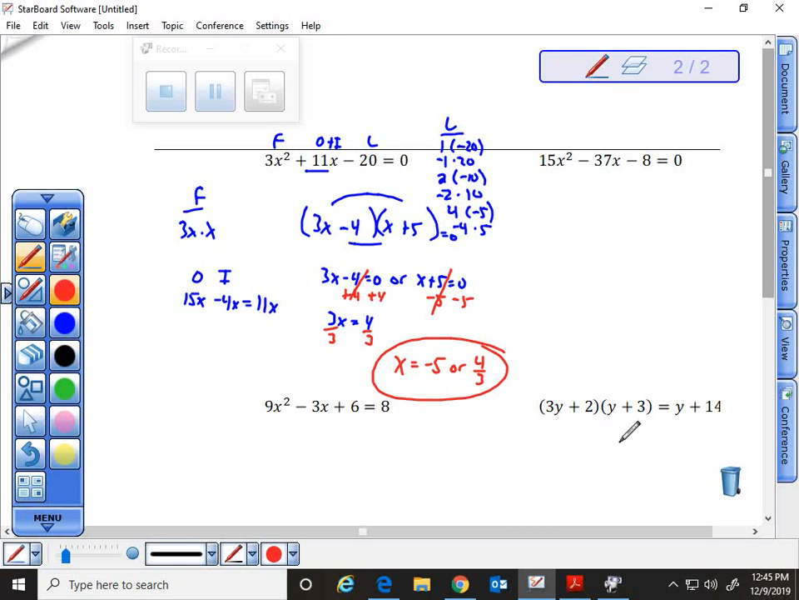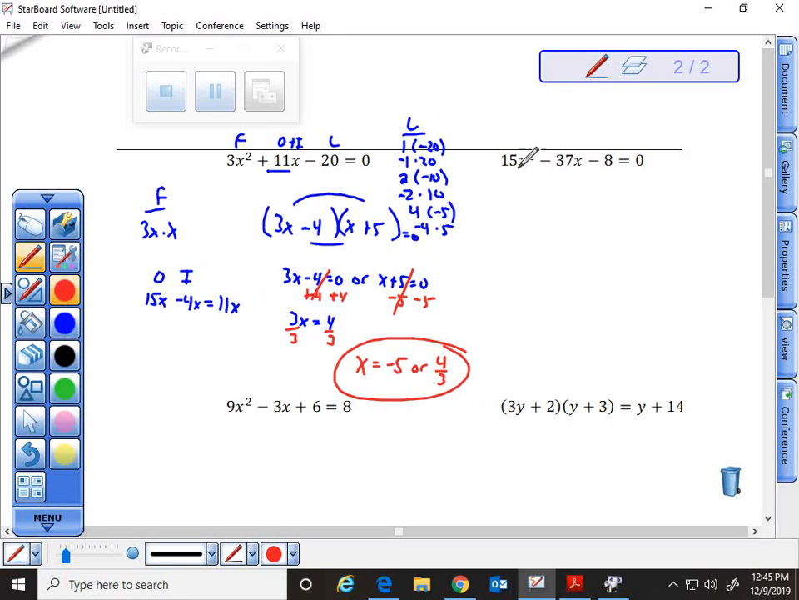Alright, the next one here. The first term is 15x squared, so my first term, it's either going to be 15x and x, which I kind of doubt, or 5x and 3x. So let's try that one first. So if I tried 5x and 3x, and then all I have to do is look at the last term to get negative 8. So 1 times negative 8, or negative 1 times positive 8, 2 times negative 4, or negative 2 times positive 4.